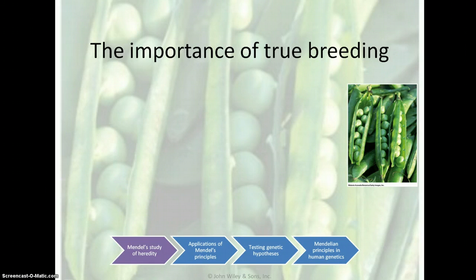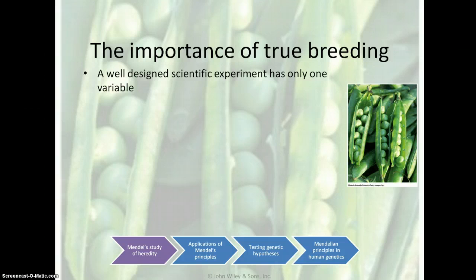So why is that important? Why do we care about true breeding? Well, true breeding is very important in genetics experiments because a well-designed scientific experiment is only going to have one variable, so just one thing that changes from experimental condition to experimental condition, and that allows us to attribute any changes we see to that one variable.